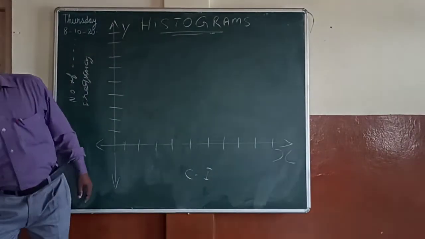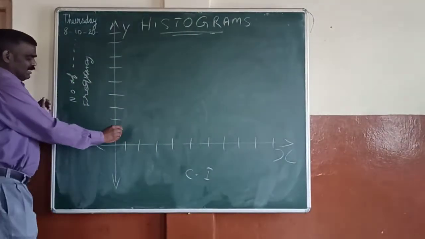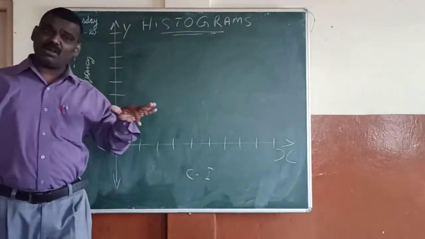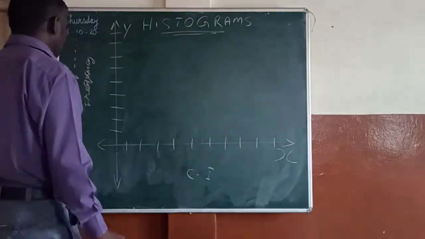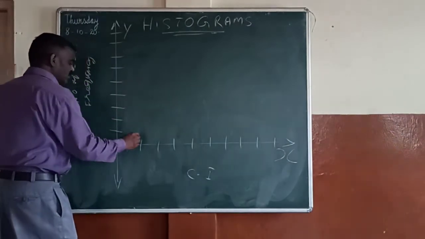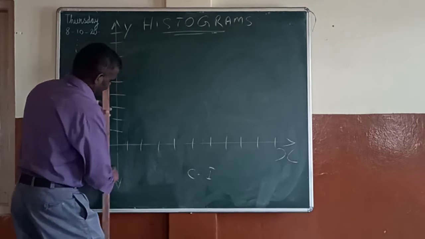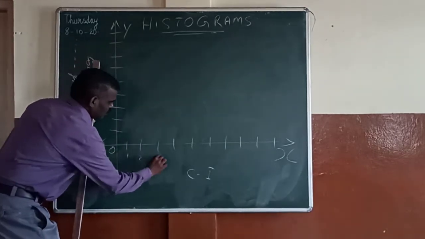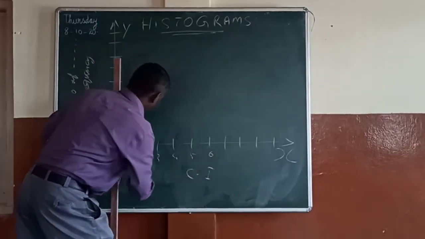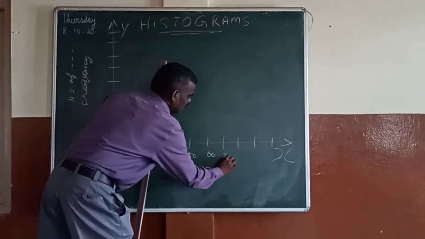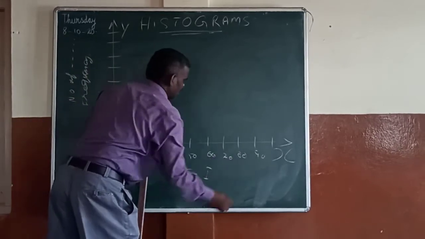Another important point is the gap, whether it is a bar graph or histogram. If it is a bar graph, there is a gap between each bar. Suppose I am giving a gap here. This is 0, okay? This is 0. 1, 2, 3, 4, 5, or maybe 10, 20, 30, 40, 50, 60, 70, 80, 90, it goes like this.